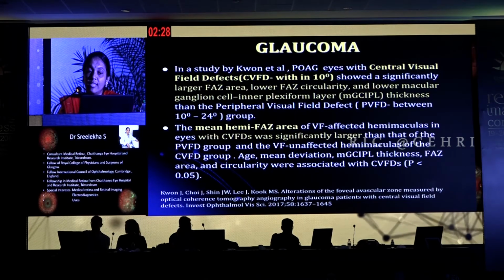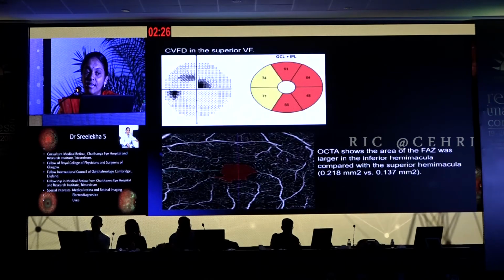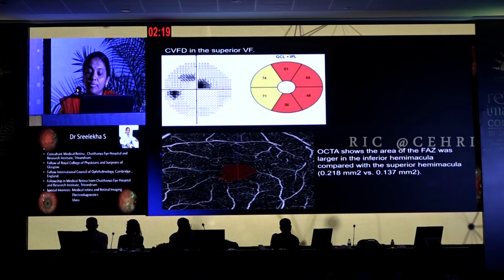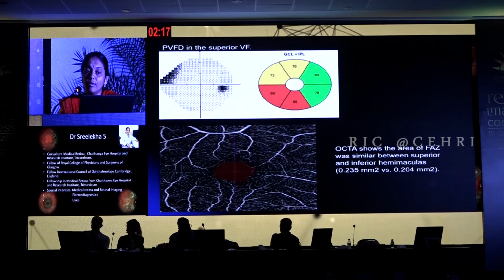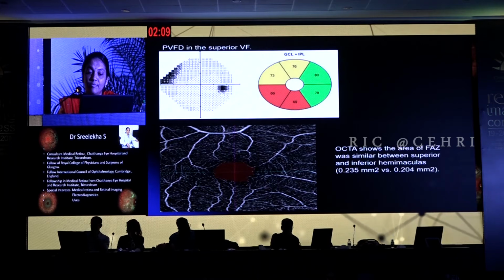It was also found that the mean hemi-FAZ area in patients with central visual field defects was correspondingly lower, whereas in glaucoma patients with peripheral visual field defects, the mean hemi-FAZ area between the fields was not significantly different.